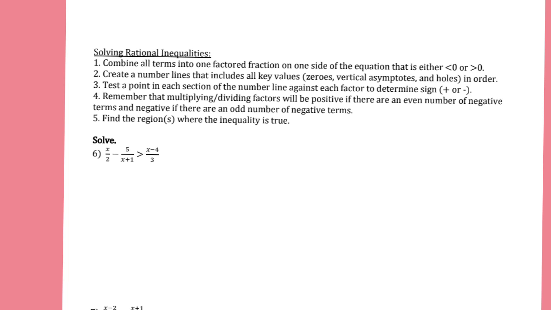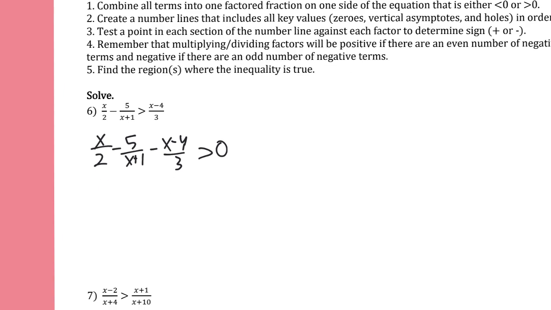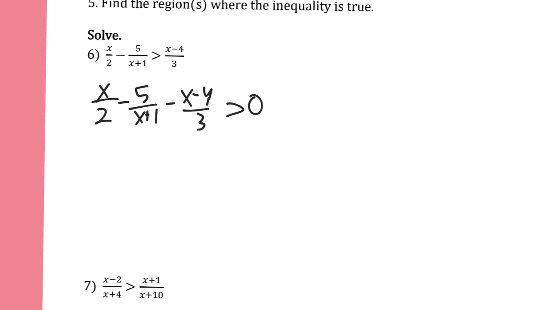So the first step is we're going to subtract the term on the right from the left. And so we have x over 2 minus 5 over x plus 1, and then minus x minus 4 over 3. So we've got 3 fractions, and now it's greater than 0. It's got to be either greater than 0, less than 0, greater than or equal to 0, or less than or equal to 0. That's what we've got to get to. And then the second step is let's get a common denominator. We're not going to cancel out the denominator, we're going to get a common denominator. So step 1, get everything to one side. Step 2, get a common denominator and make a single fraction on the left side of your problem.